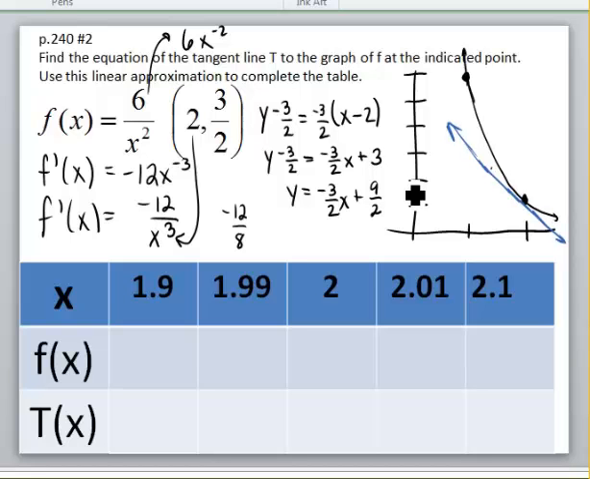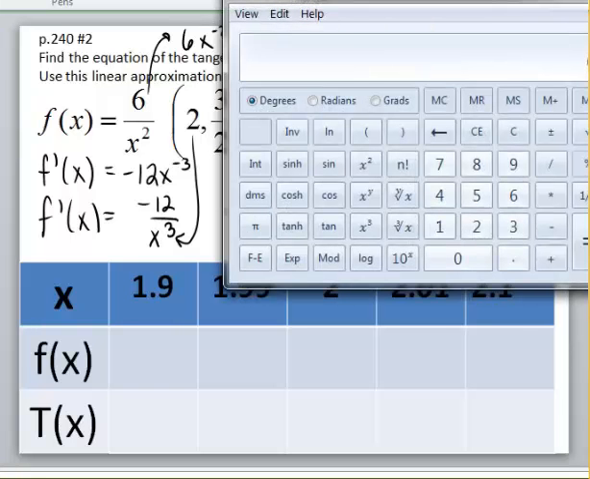Now, at this point in time, I would use a calculator just to save some time, because we're going to be plugging in 1.9 to the function value, and we're going to plug in 1.9 into the tangent line. And we're going to show how these are very close to each other. So I will quickly bring up a calculator. I'll just bring up a small calculator. I wouldn't recommend using the small calculator.